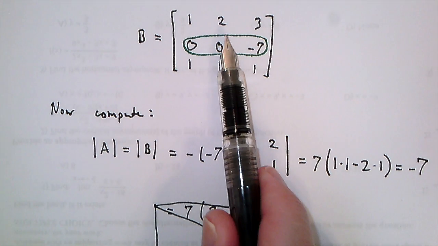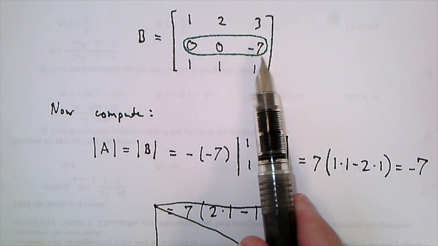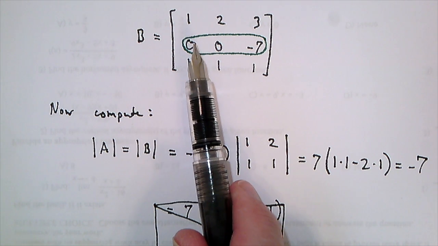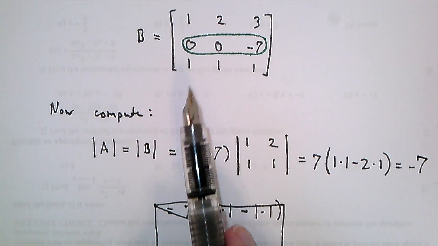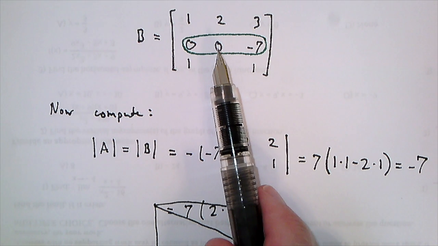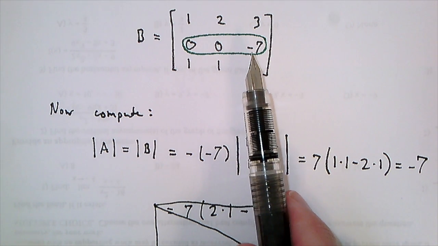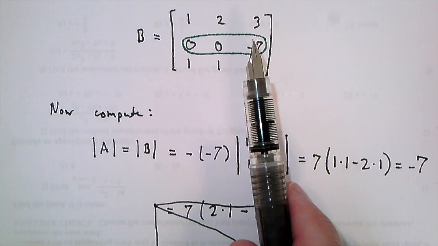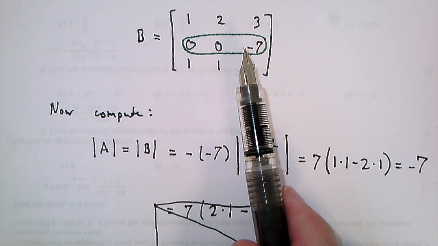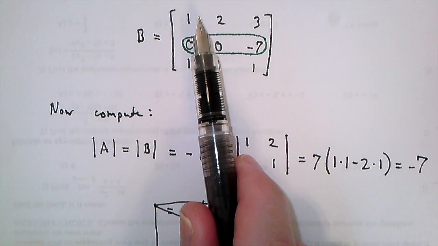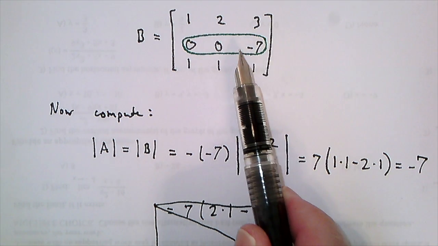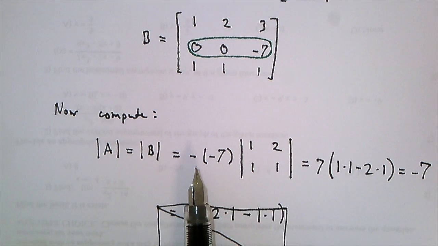Let's compute the determinant of B by expanding on the second row. So we have 0 times its corresponding cofactor. That won't contribute anything. We have another 0 times its cofactor. That'll also not contribute anything. So the only cofactor that matters is the cofactor from minus 7. So if you think back to our pattern matrix of pluses and minuses, we have a plus, minus, plus, minus, plus, minus. So this cofactor will have a negative sign. I put it out front.